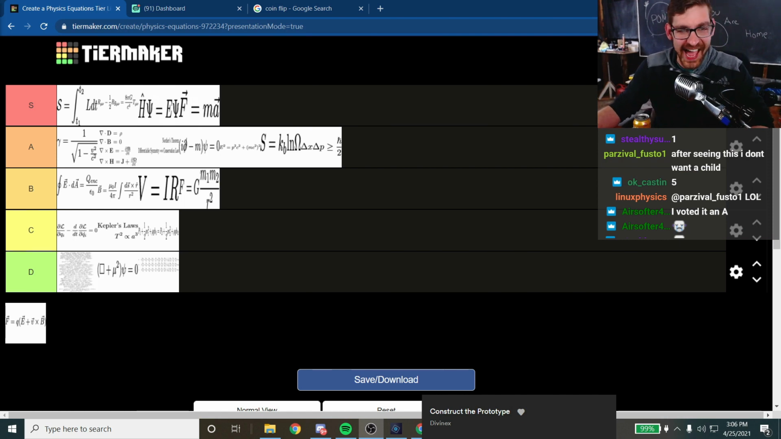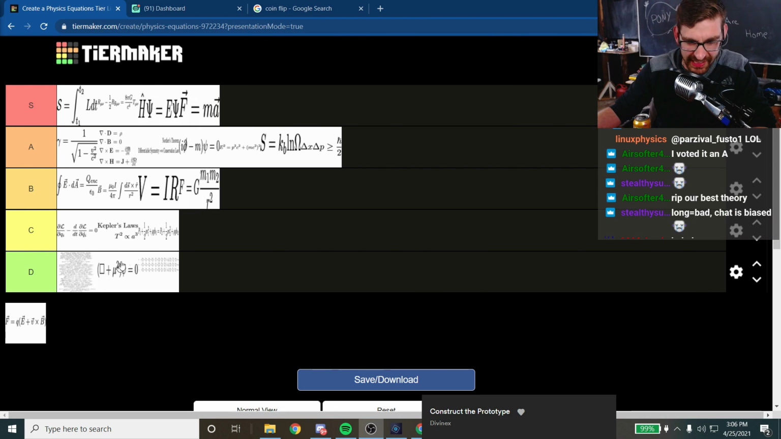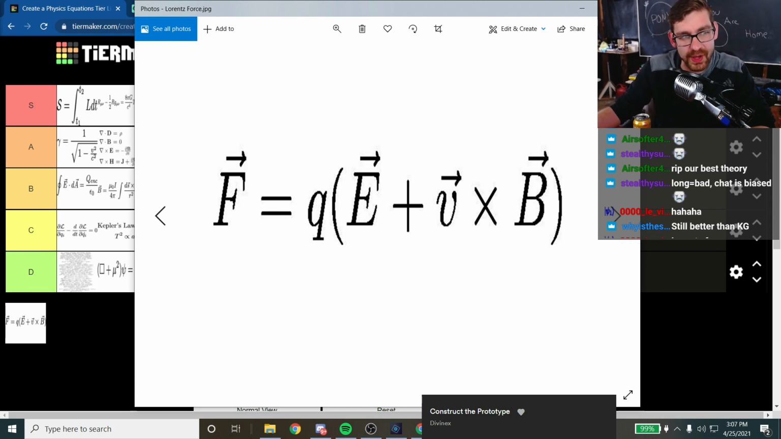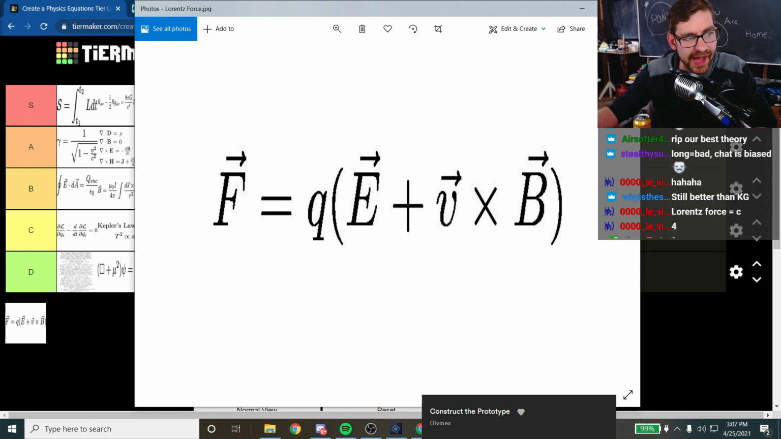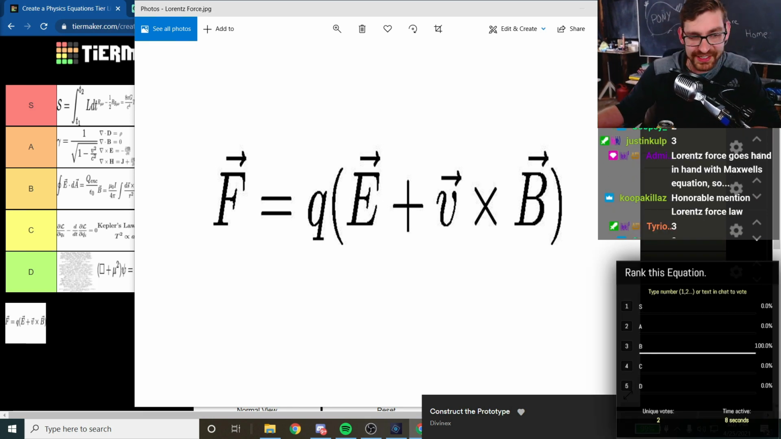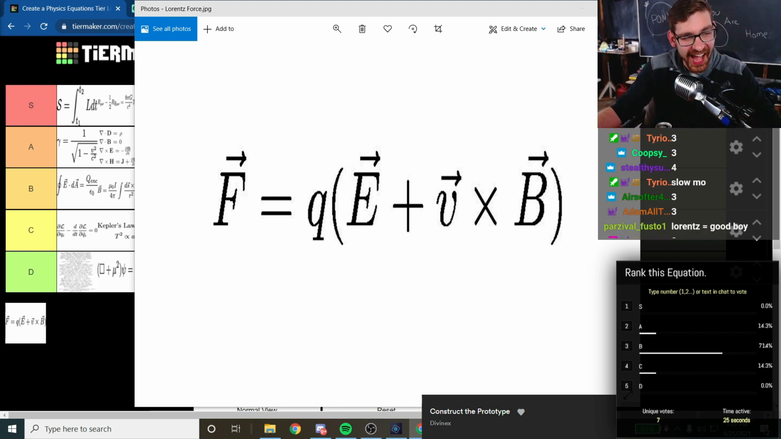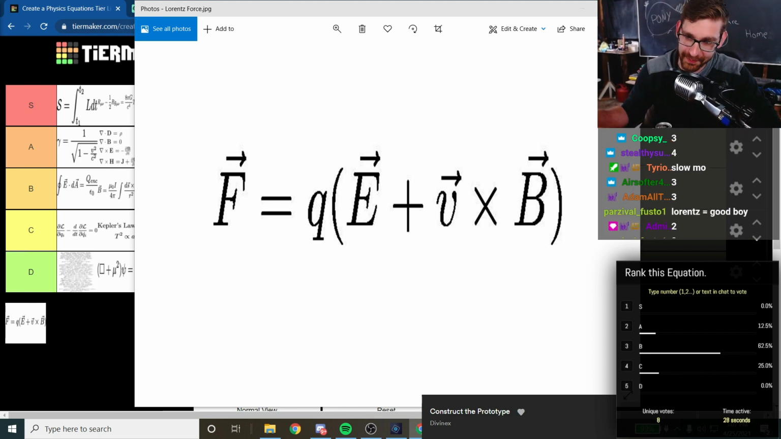Okay, the last equation is a goodie. Still better than Klein-Gordon. Yeah, let's be real about it. Pretty much relating force to electric field, the velocity of a charge, and magnetic field. I would say this is a good one to end on. The last one, it's a goodie. It's not spicy. It's like everybody kind of loves it, you know? Lorenz equals good boy. I would say it's a very comfortable B.